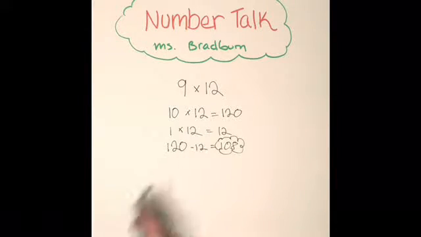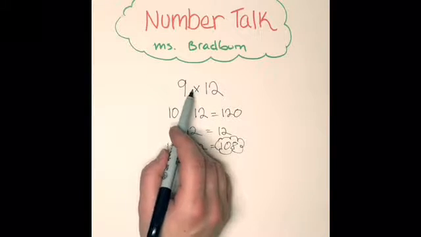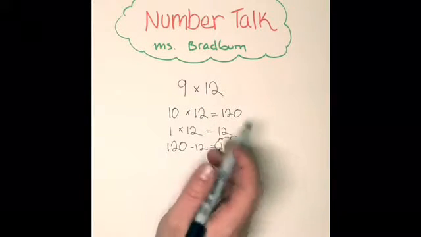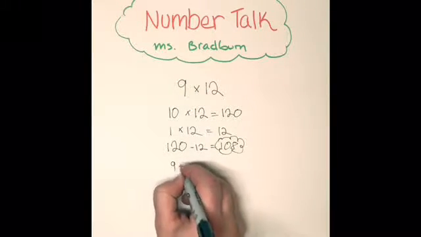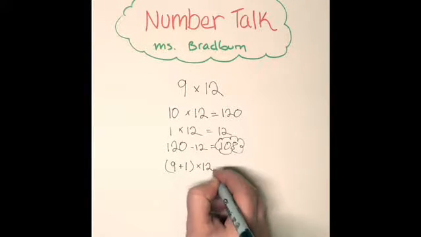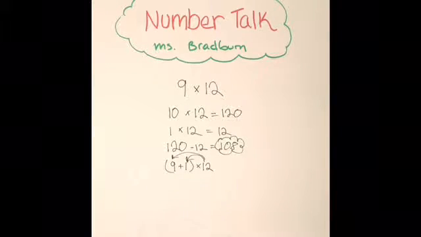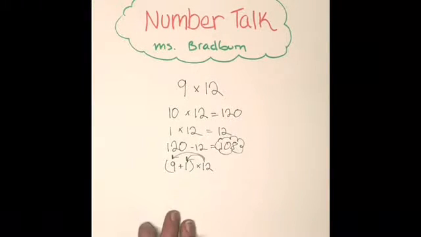And if that error was made, I would just use it as an opportunity to talk through the distributive property that was used here as 9 plus 1 times 12. Reminding them that the 12 goes to both numbers that are being added together.